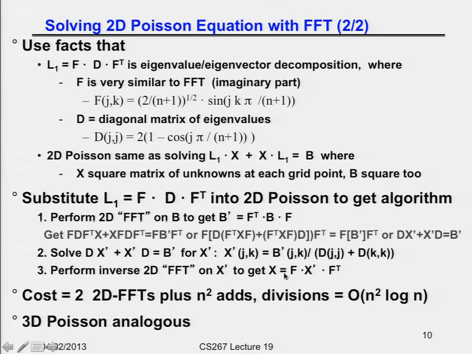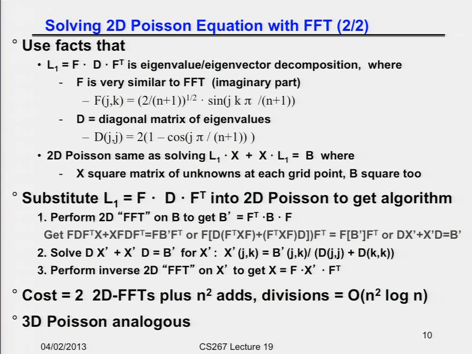And so the steps, so just ignore the gray now. I do a two-dimensional FFT, I do n squared divisions, and I do another two-dimensional FFT. And so the total cost is n squared log n for my n, because I'm doing that many FFTs. Okay? And 3D Poisson would be analogous. I would do three-dimensional FFTs, do a lot of divisions, and then another three-dimensional inverse to get the right answer.